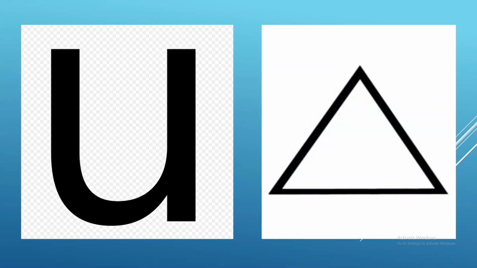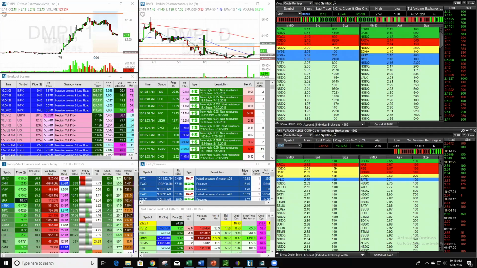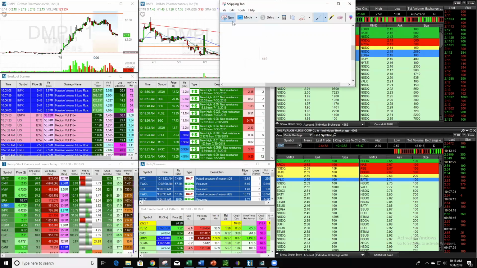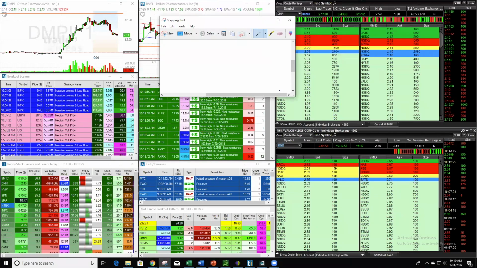So I'm going to do a little bit of drawing right here to give you guys a better illustration. We're going to start with U shapes. U shapes are going to be a break of resistance, and as we said, triangles are a squeeze of a stock. So how is a U shape a break of resistance? Well, let's start right here, and let's talk about this U shape.